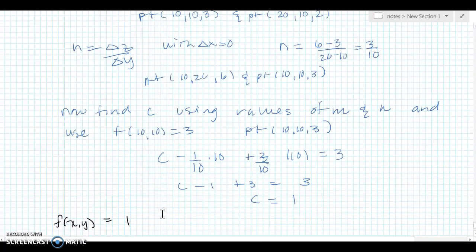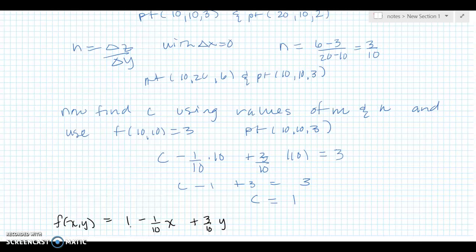is minus 1/10. I got a typo in my notes here. Minus 1/10 x plus 3/10 y. I just put the c first. Sometimes I do that. Doesn't matter. Either way, it's fine. I think your book puts the c first.